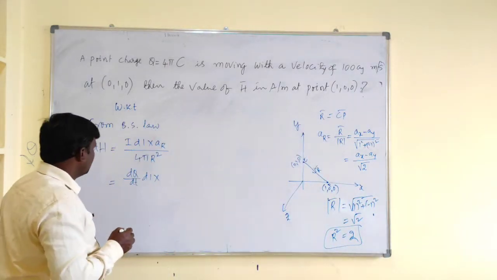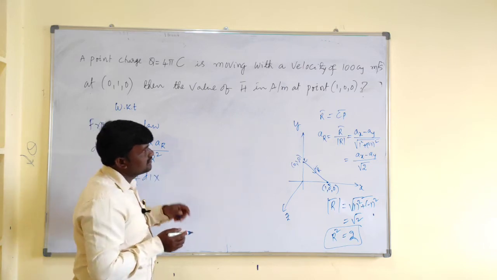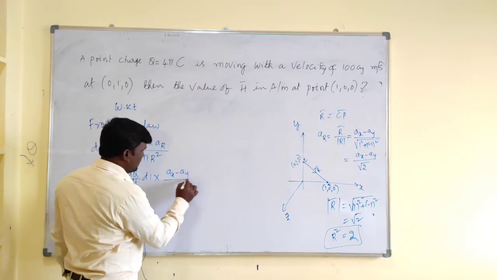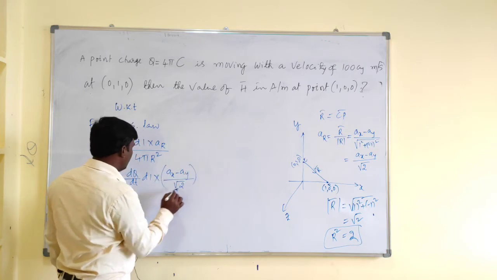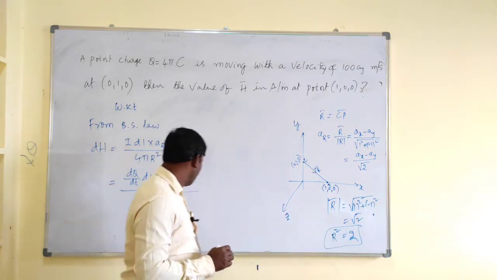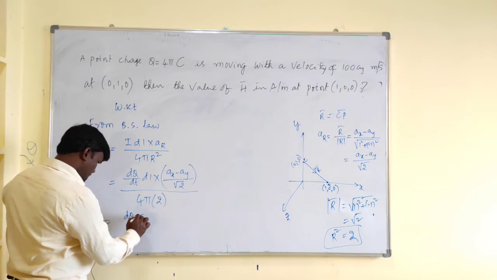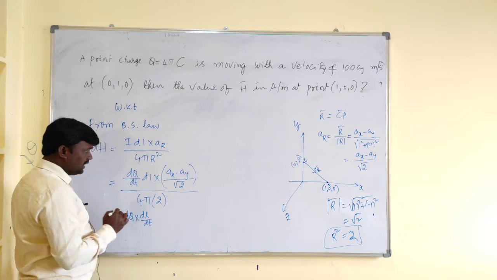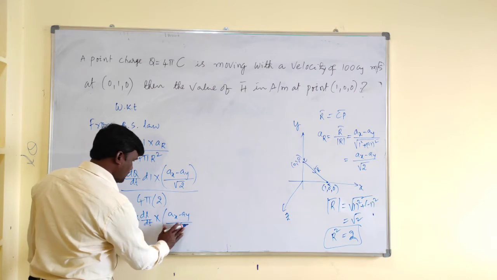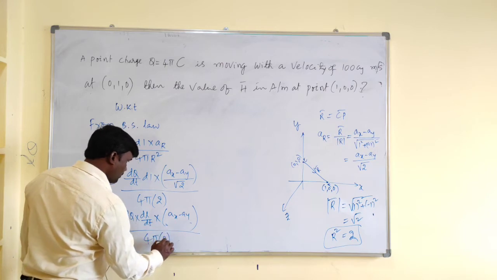Now substitute that one in this one. What is aR? ax minus ay by root 2, that is aR, by 4 pi R square. As R is root 2, R square is 2, so 4 pi into 2. Now we can write this one like this: dQ dl by dt into ax minus ay by root 2, over 4 pi into 2 into this root 2.